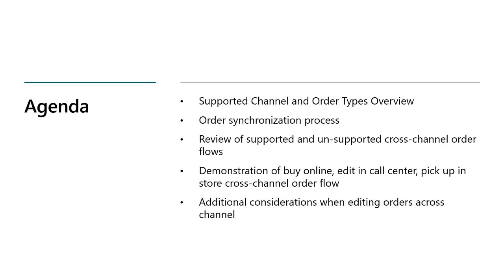So let's get started with the content. We'll start just by covering the agenda. We'll start by defining what channels we support in Dynamics 365 Commerce and how we refer to the different types of orders that can be created in these channels. And then we'll take some time to review at a high level how orders are synchronized into our central order management database. We'll then outline various supported flows that we have in our application so that you can understand where you can create orders, edit orders, fulfill and return orders, and how that works across different channels.